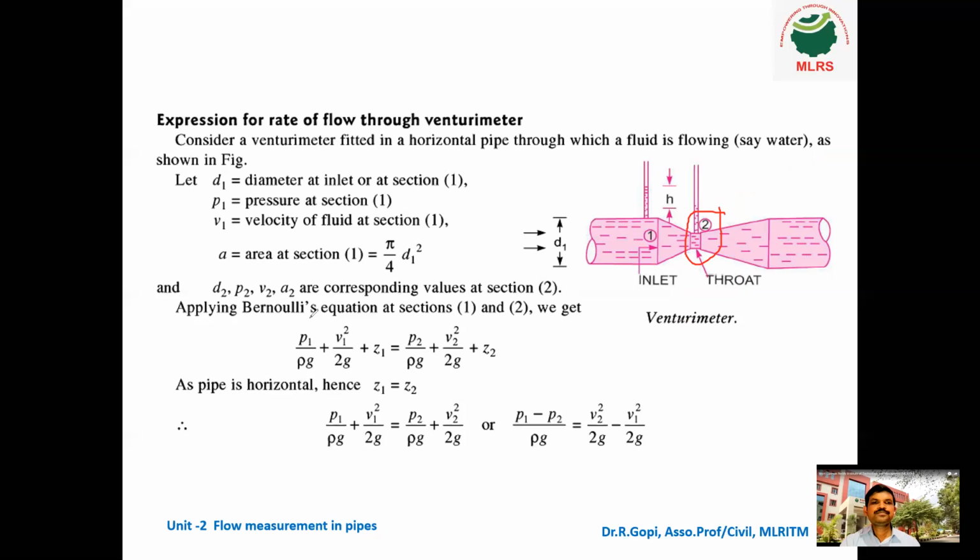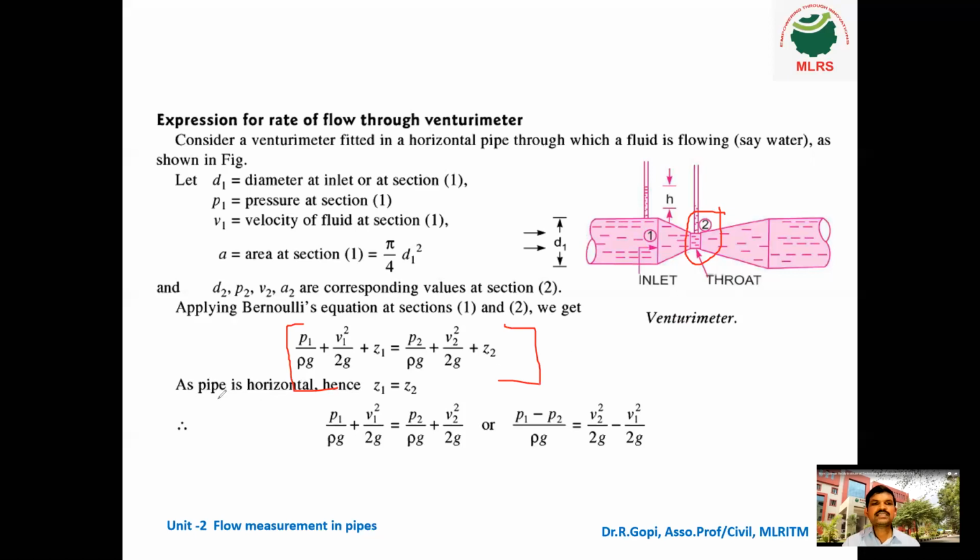Now I am applying Bernoulli's equation. As I already told, this equipment is based on Bernoulli's theorem. So write down the Bernoulli equation: P1 by rho g plus V1 square by 2g plus Z1 equals P2 by rho g plus V2 square by 2g plus Z2.